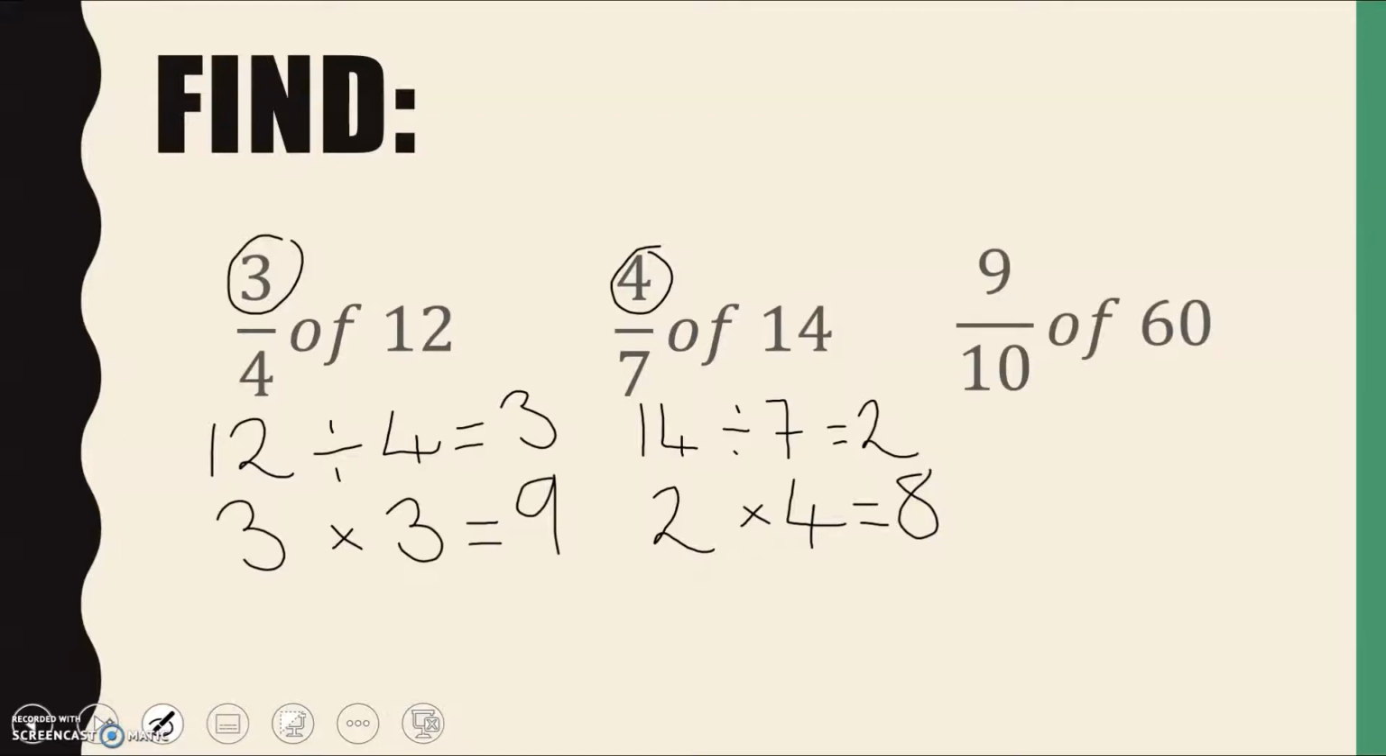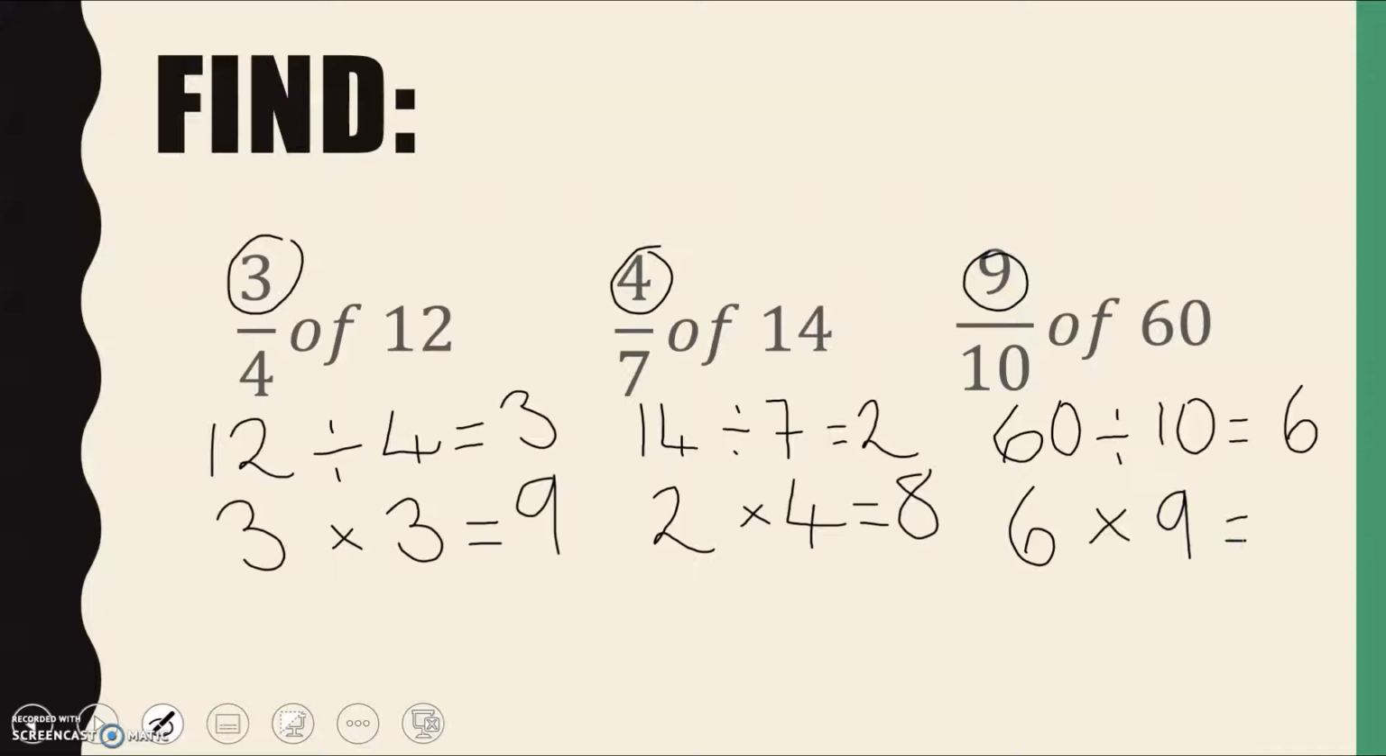And the last example here is 9/10 of 60. I'm going to find 1/10 first. 60 divided by 10 is just 6. I take my 6 and I multiply by whatever is at the top, and 6 times 9 is 54. So 9/10 of 60 is 54.